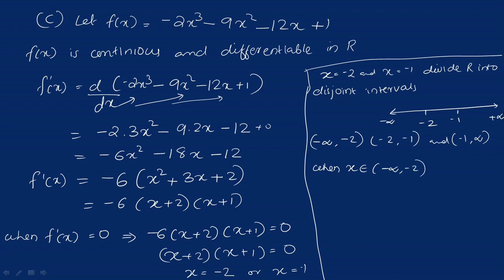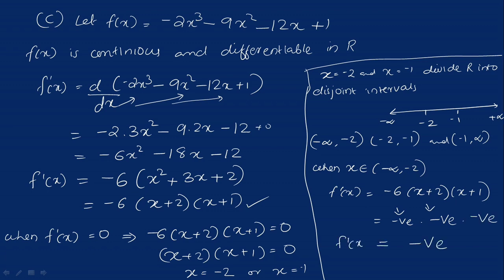So we can write when x belongs to the first interval, that is minus infinity to minus 2, we have the equation for f dash of x, that is minus 6 into x plus 2 into x plus 1. Minus 6 is a negative quantity. When we are applying any value for x in between minus infinity to minus 2, we have x plus 2 as a negative quantity and x plus 1 also as a negative quantity. So negative into negative, positive; positive into negative, negative. So we can write f dash of x is a negative quantity. So f of x is strictly decreasing in the interval minus infinity to minus 2.